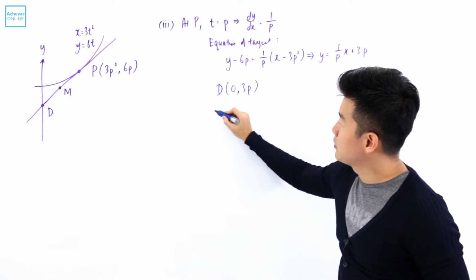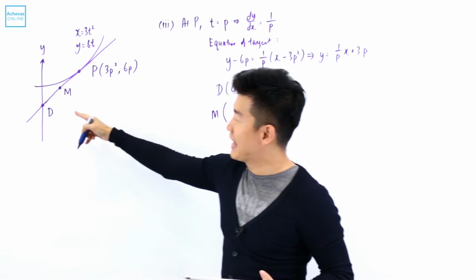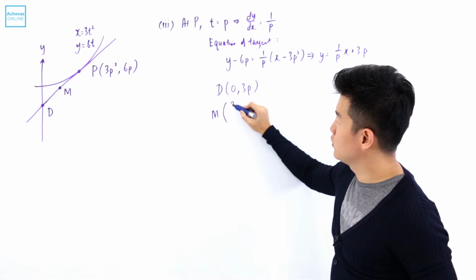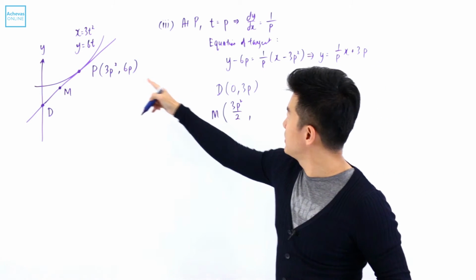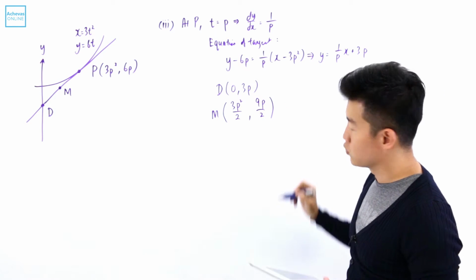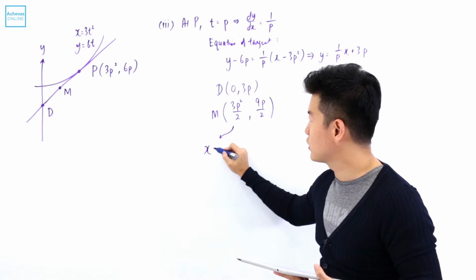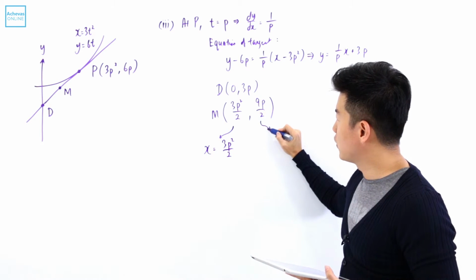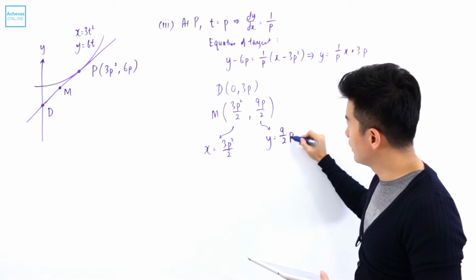With this, it is pretty simple for us to deduce the coordinates of the midpoint of P and D, which is the x coordinates summed together and divided by 2. So (3p squared plus 0) divided by 2, and (6p plus 3p) divided by 2, so 9p over 2. And that means at this point, the x coordinate is 3p squared over 2, and the y coordinate is equal to 9p over 2.